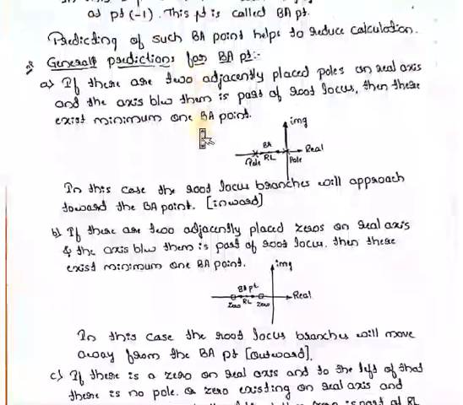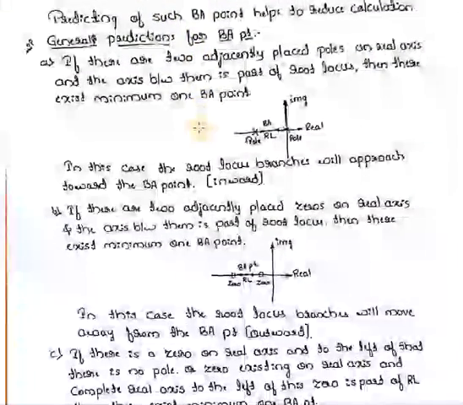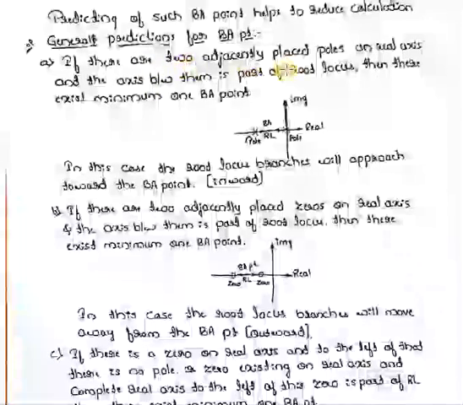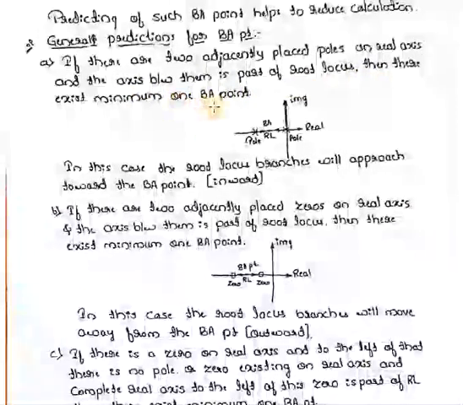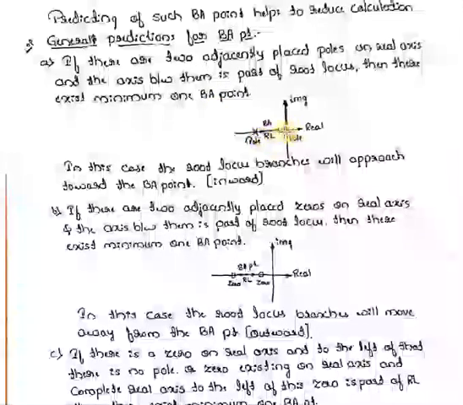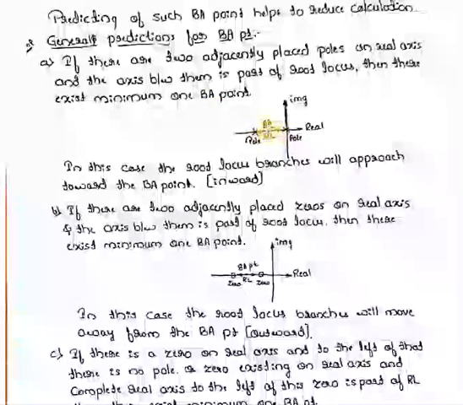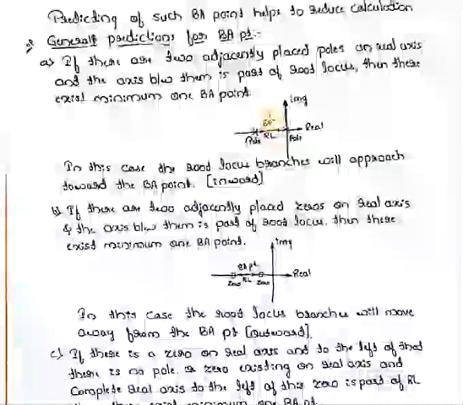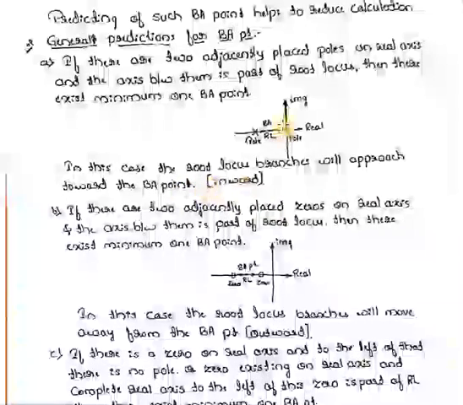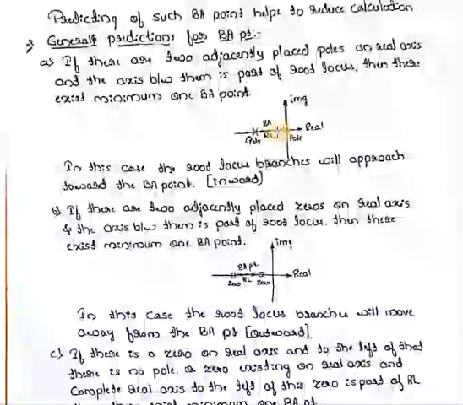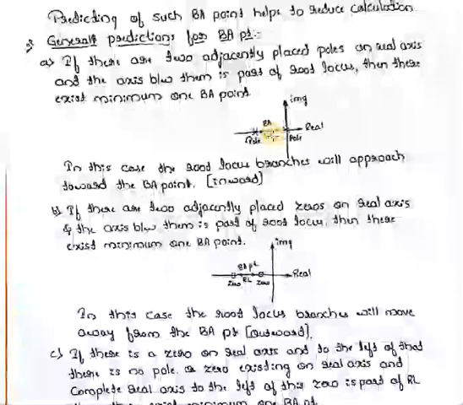So the first one is general prediction for a breakaway point. If there are two adjacently placed poles on the real axis, and the axis between them is part of the root locus, then there exists a minimum of one breakaway point. So here this RL will have one breakaway point. In this case, the root locus branches will approach the breakaway point, that is, inward. Towards that breakaway point they will approach.